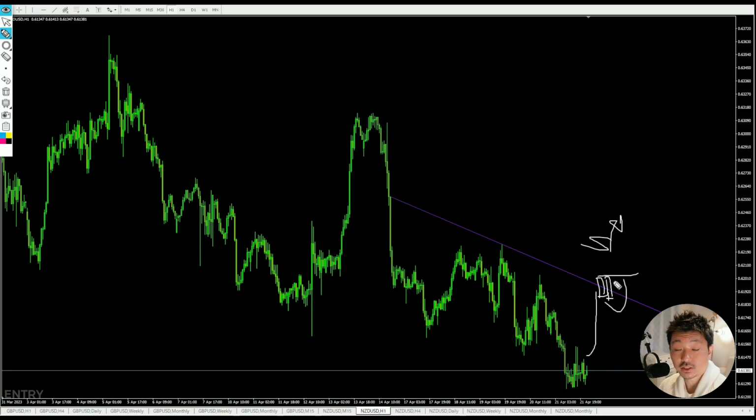And moreover, I'm willing to take an aggressive entry on this setup also. And I'll keep you guys updated with this one. Okay, so let's go on to the dollar CAD.